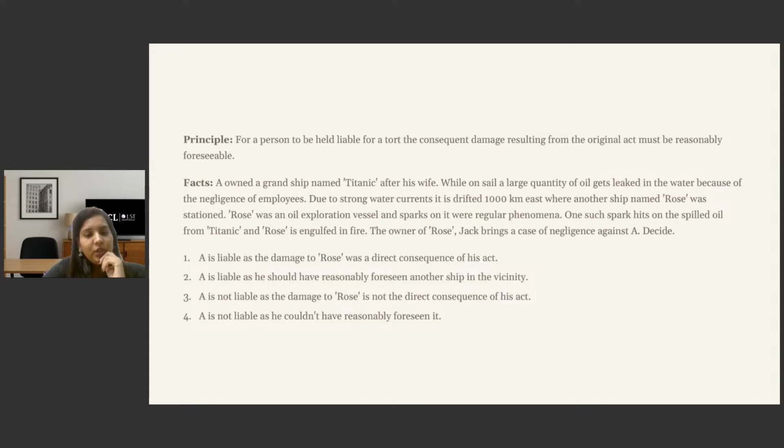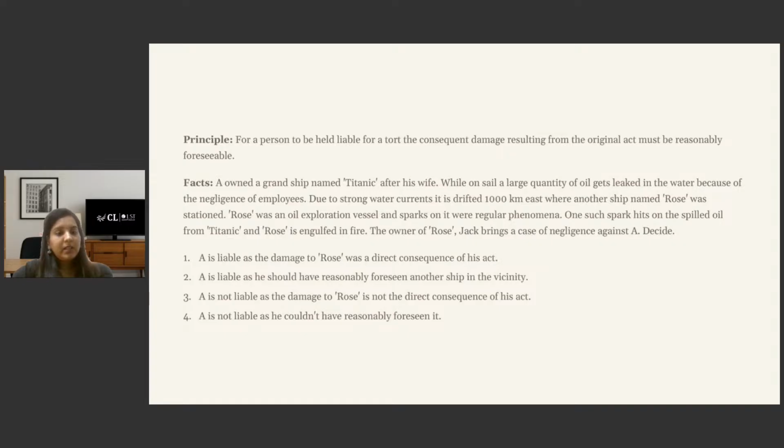A owned a grand ship named Titanic after his wife. While on sail, a large quantity of oil gets leaked in the water because of the negligence of employees. Due to strong water current, it is drifted 1,000 kilometers east, where another ship named Rose was stationed. Rose was an oil exploration vessel, and sparks on it were regular phenomena. One such spark spilled oil, and Titanic and Rose were engulfed in fire. The owner of Rose, Jack, brings a case of negligence against A. Decide.